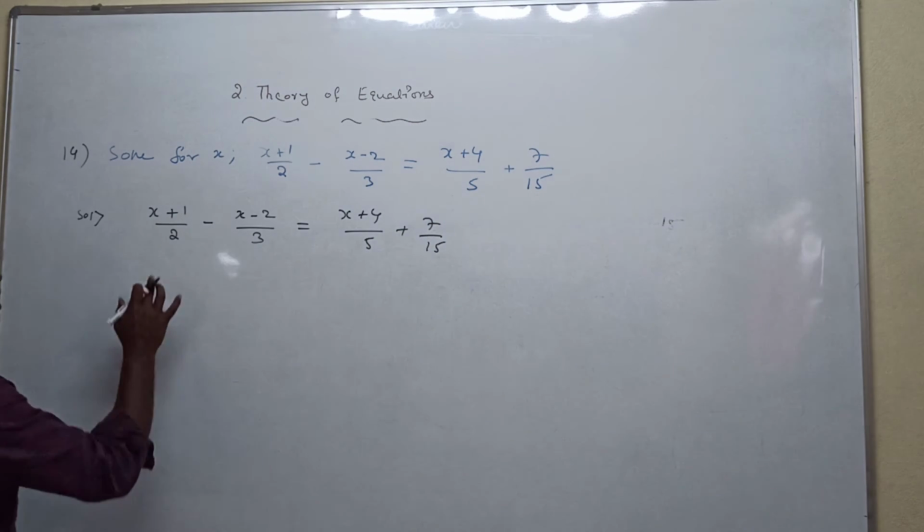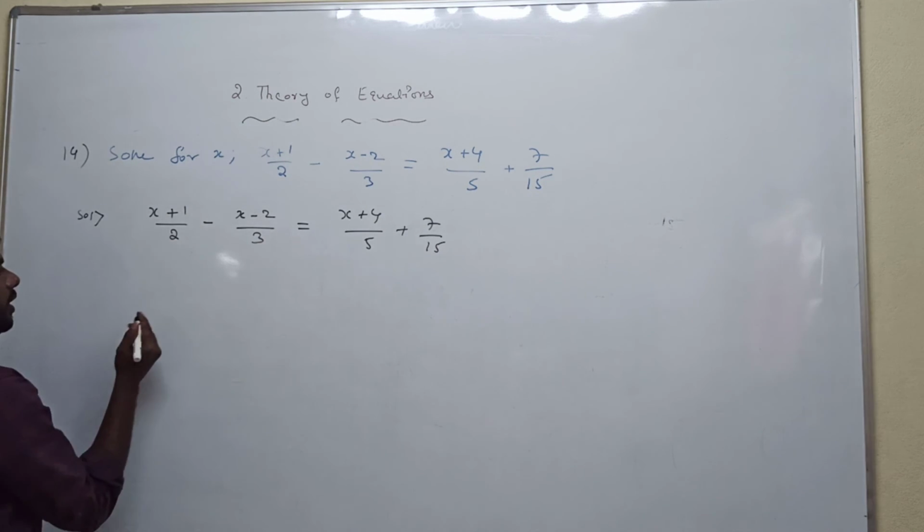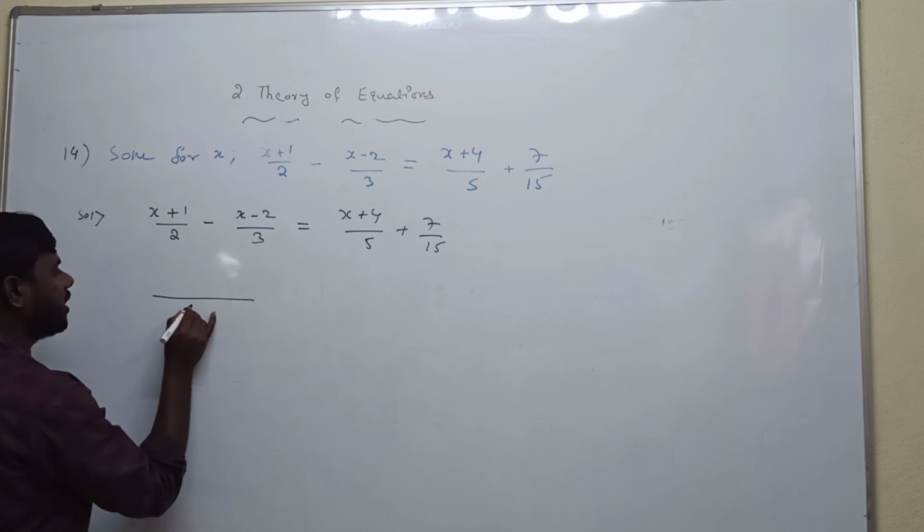So what is the LCM? On the left hand side, 2 and 3, what is the LCM? The LCM of 2 and 3 is 6. 2 times 3 is 6. The left hand side denominator is 6.